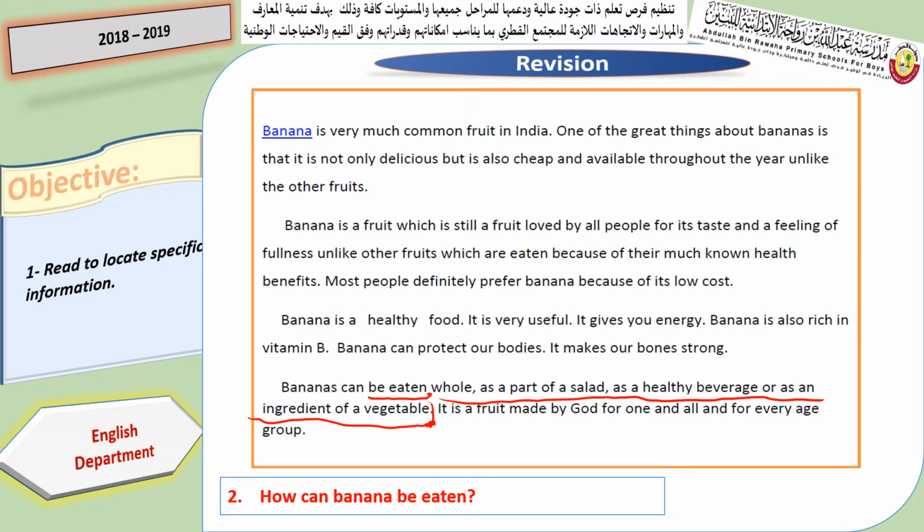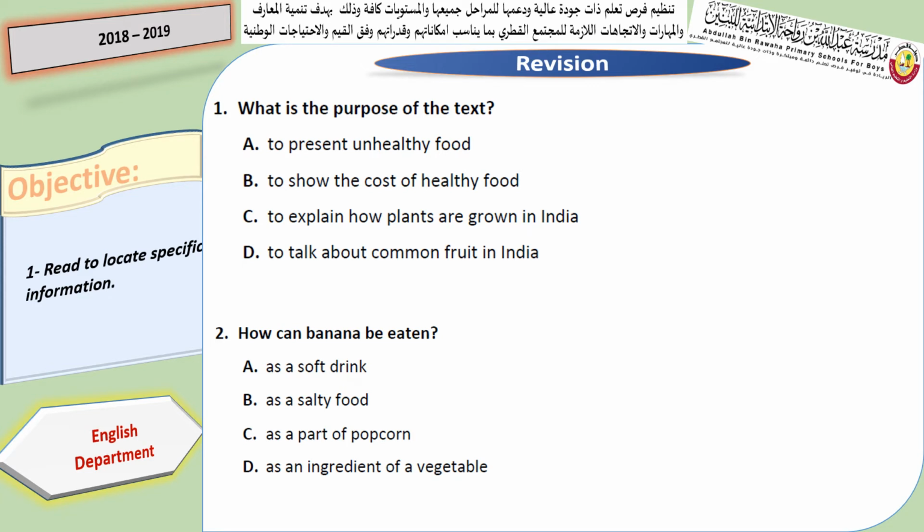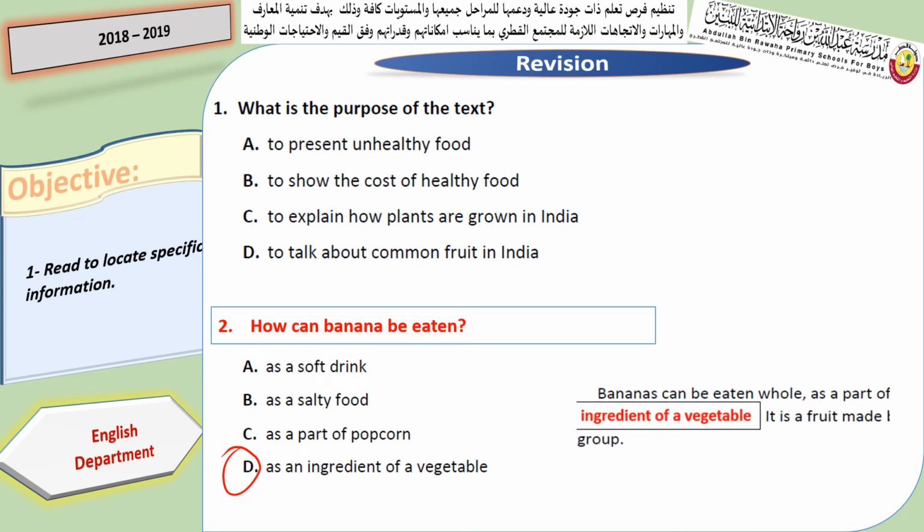The answers here are: as a part of salad, as a healthy beverage, or as an ingredient of a vegetable. Now, this is the answer, of course, ingredient of a vegetable. If we go back to the text, as you can see here, banana can be eaten as a whole, etc., to the end of the sentence, ingredient of a vegetable.